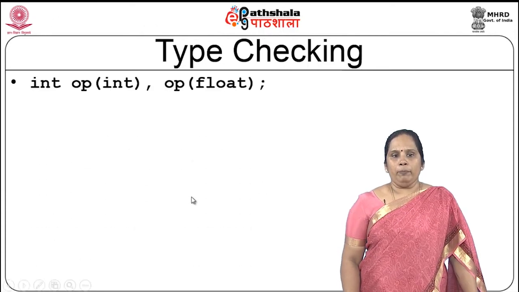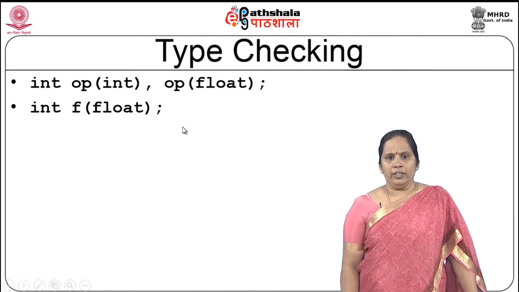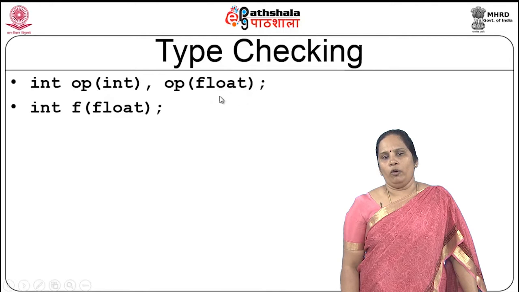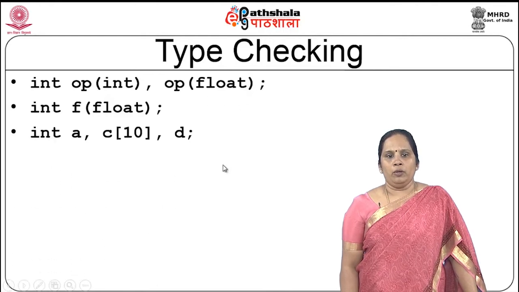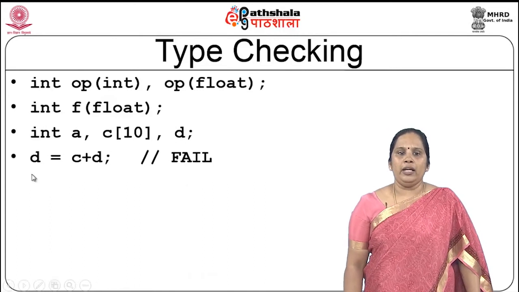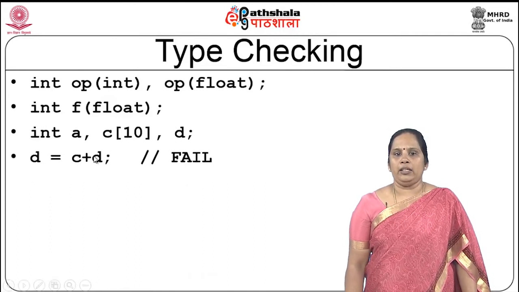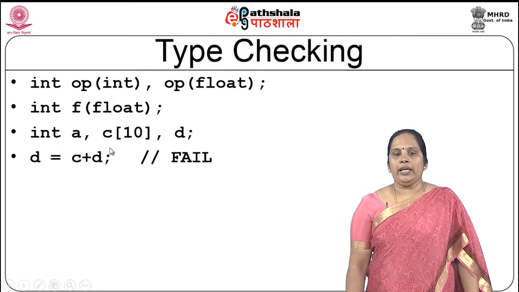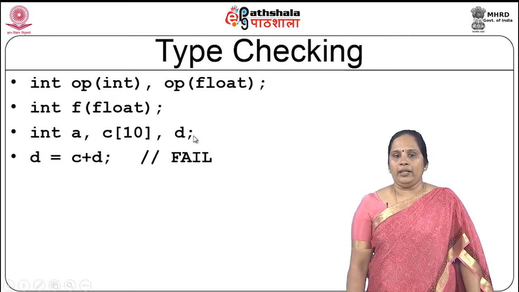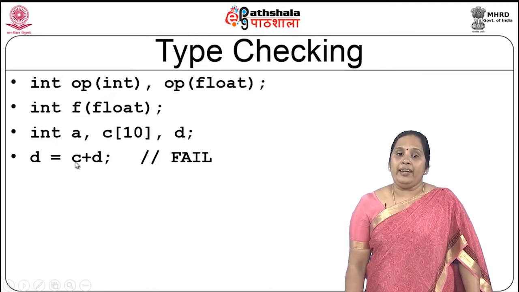Now the example here: for example, if I have int f of float, int a, c of 10 comma d, d is equal to c plus d. Now what is c and what is d? c is actually an array variable and d is a variable, but c actually refers to the address of the array.